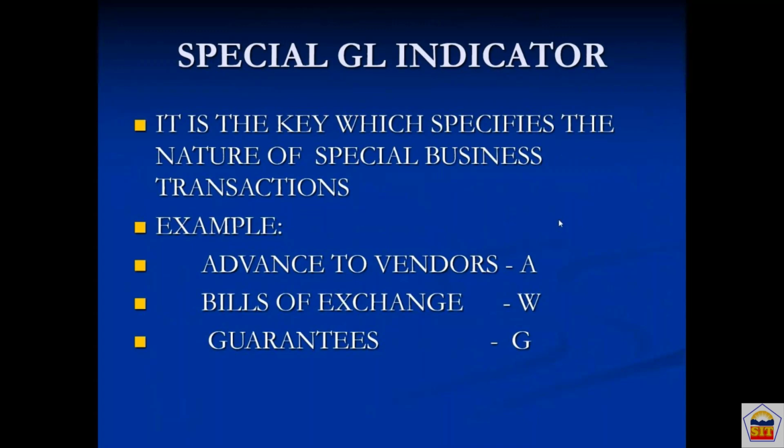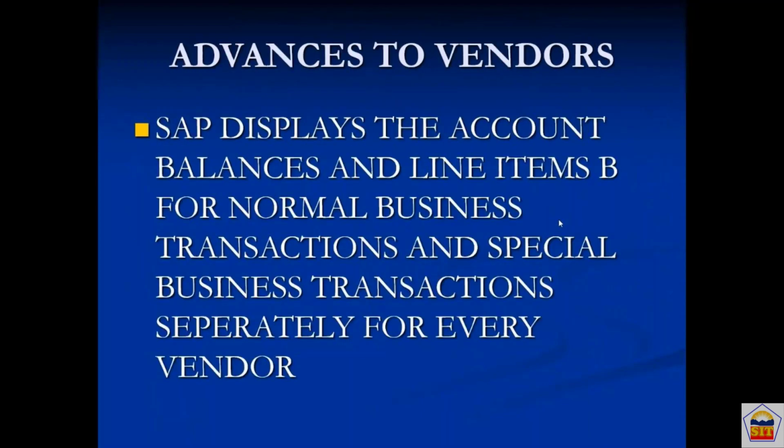How will we be able to identify if any line item is an advance payment or a normal line item? For the special business transaction, SAP has given us the standard account type or indicator through which we'll be able to identify that these transactions are special business transactions. It is saying that if we come across any line item with the indicator A, that is the advance payment, W is for the bill of exchange, G we have for the guarantee.